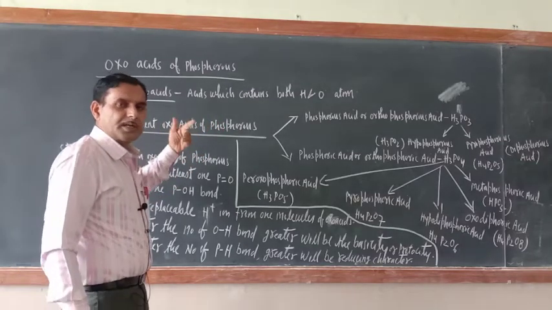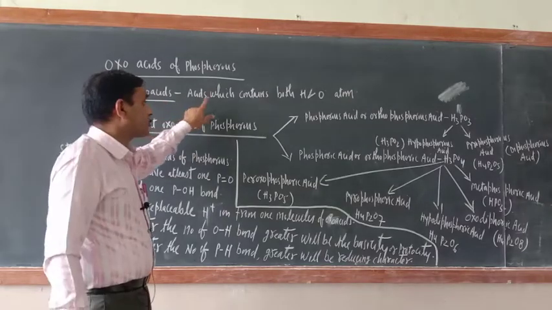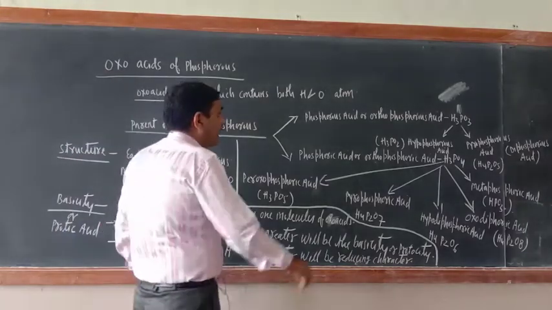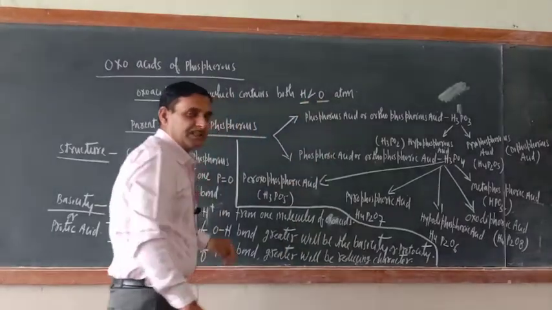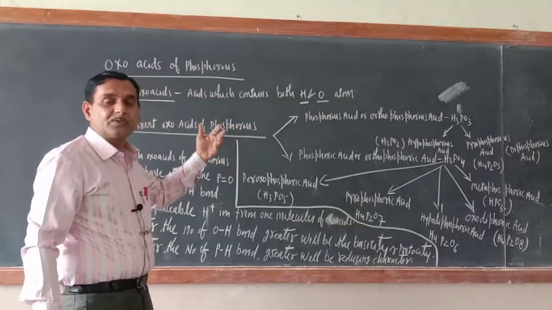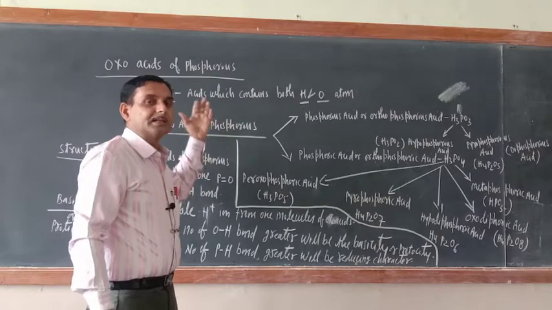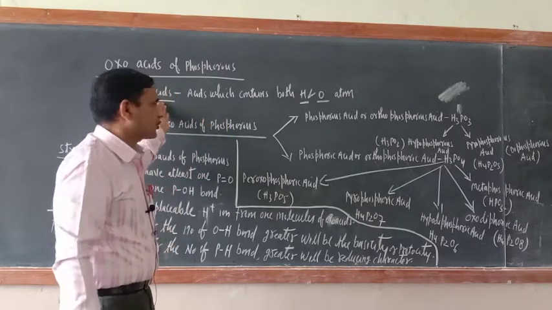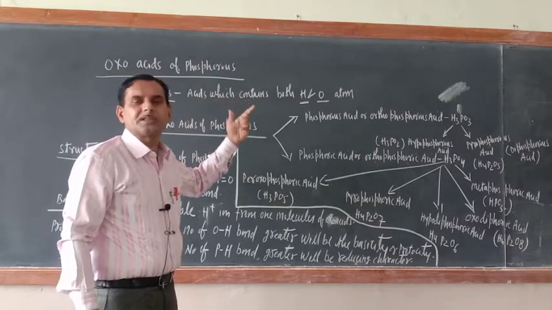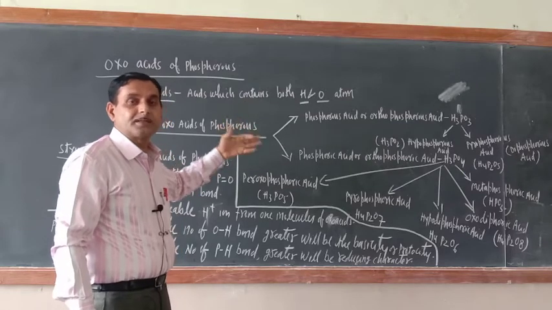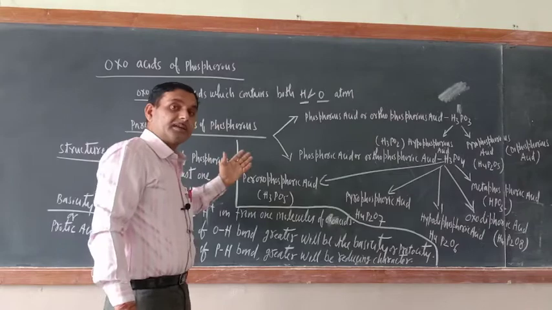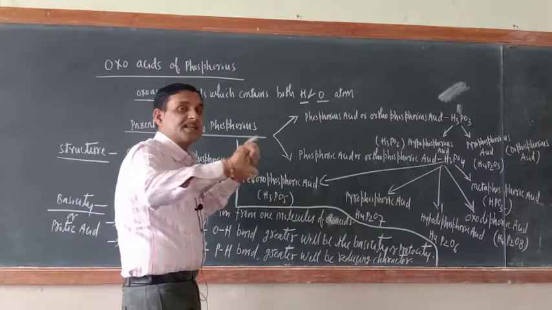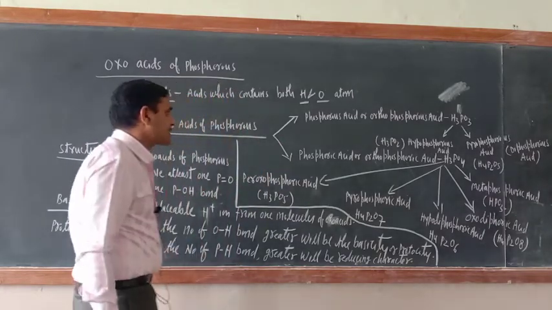What about oxo acids? Oxo acids are those acids which contain oxygen in addition to the hydrogen also. Means the acid which contain hydrogen and oxygen together, they are known as oxo acid. HNO3 is oxo acid, HNO2 is oxo acid, H2SO4 is oxo acid. Like that in the phosphorus, you will get the series of oxo acids.